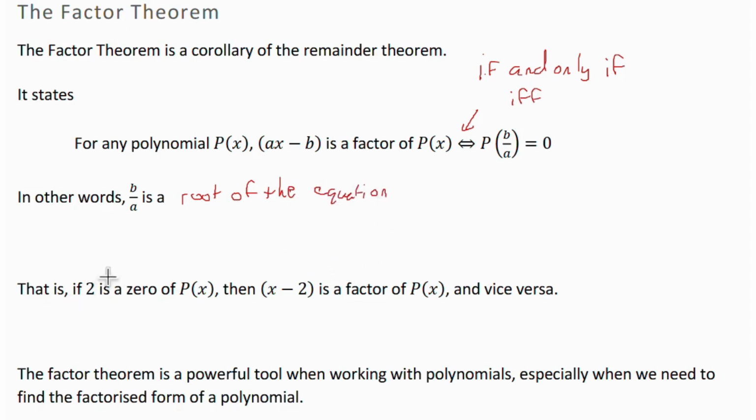As an example, if 2 is a 0 of the polynomial, then x minus 2 is a factor of the polynomial. So if when we substitute 2 into it we get 0 out, then x minus 2 must be a factor, and vice versa. Now this is a very easy corollary from the remainder theorem, because if something is a factor, when we divide by it, the remainder is 0, which is what we're finding here. So this is just the remainder theorem, but in the specific case where the remainder is 0, it means that the thing we divided by is a factor because there is no remainder.